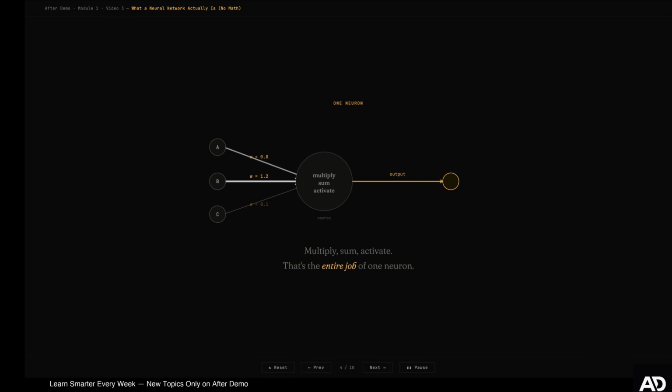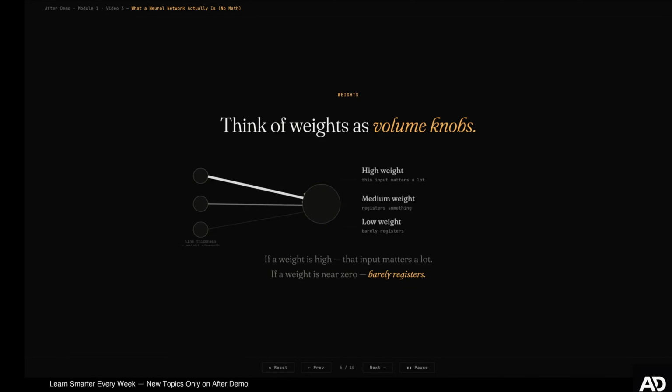Call them inputs. Maybe pixel brightness values from an image, maybe words from a sentence. Doesn't matter. They are just numbers. Think of a weight as a volume knob. If a weight is high, that input matters a lot. If a weight is near zero, it barely registers. The neuron multiplies each input by its weight, adds them all together, and then decides: do I fire or not?